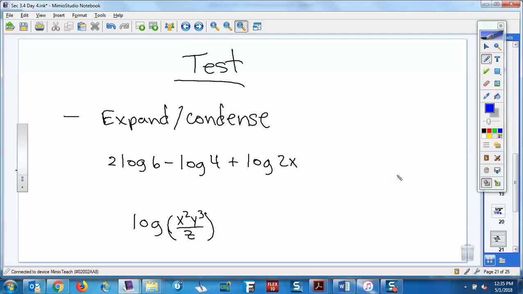Okay, so for the test, basically 4 things I would write down here. Expand or condense, right? Expand or condense. So, if you want to jot this down, that's fine. I'm going to give you a worksheet that's going to have some of all this on. Expand or condense.